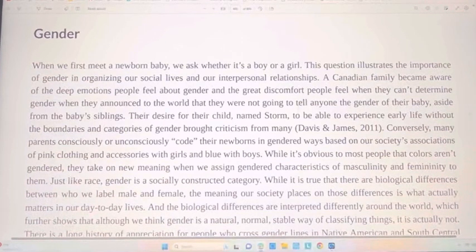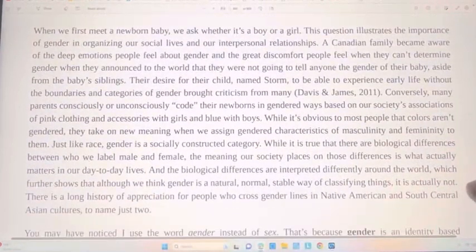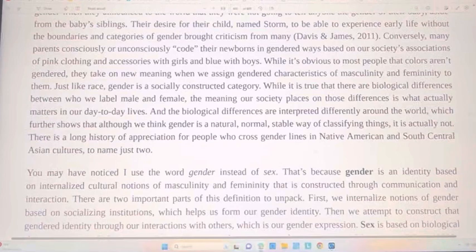A Canadian family became aware of the deep emotions people feel about gender and the great discomfort people feel when they can't determine gender when they announced to the world that they were not going to tell anyone the gender of their baby aside from the baby's siblings. Their desire for their child, named Storm, to be able to experience early life without the boundaries and categories of gender brought criticisms from many.